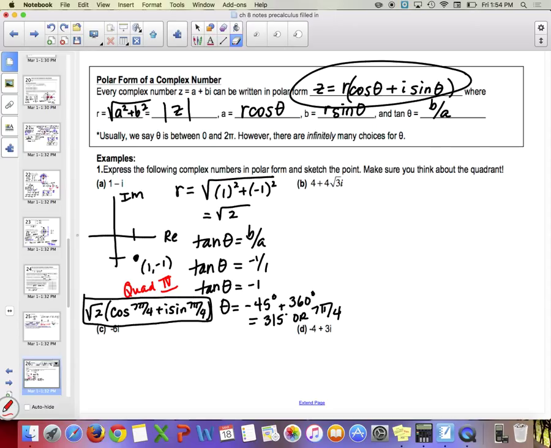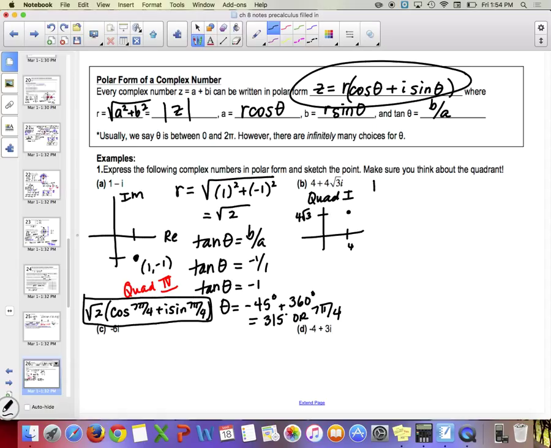Okay, so if I have 4 plus 4 root 3 i, what quadrant am I in? Yeah, quadrant 1, right? They're both positive. I did say sketch the point, so you would go out 4 and you'd go up 4 root 3. So it'd be right there. Out 4, up 4 root 3.